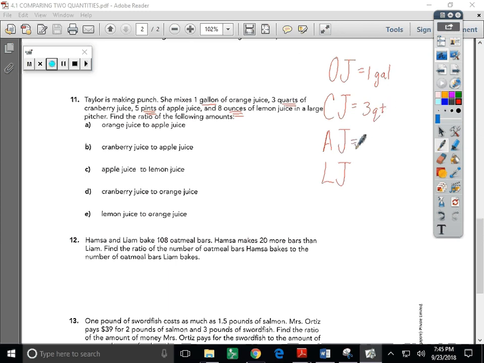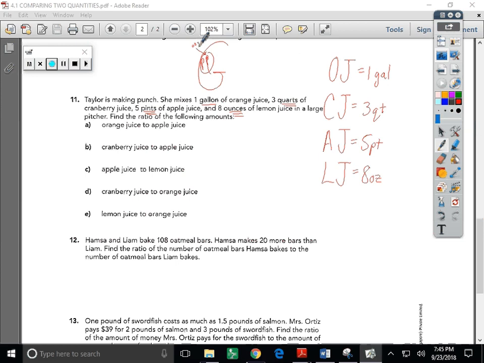How much apple juice did we have? 5 pints. And how much lemon juice? 8 ounces. Looking at your conversion charts, can you figure out which one is the smallest type of unit? Or if you think back to gallon man, and how we drew this out, can you remember what was the tiniest little thing listed inside there? Oh, they're so tiny, those little tiny ounces, they're in there. That's what I want to turn all of these into.